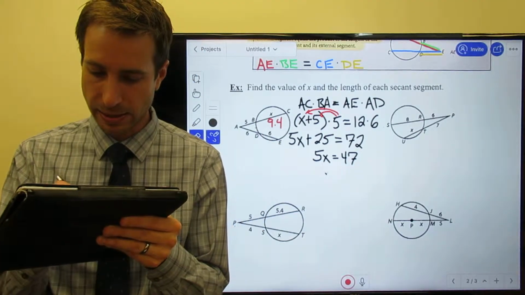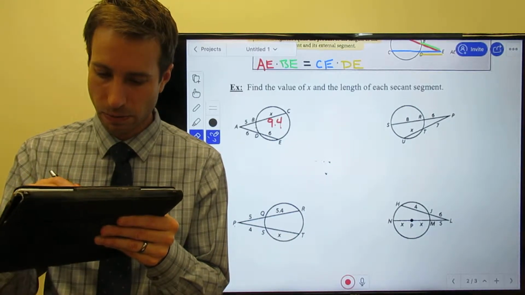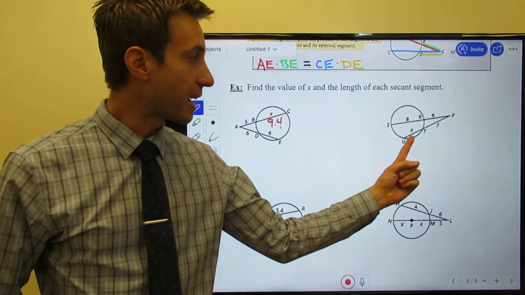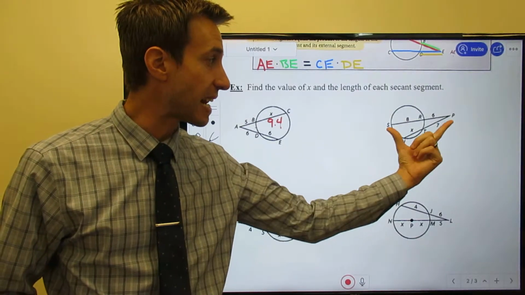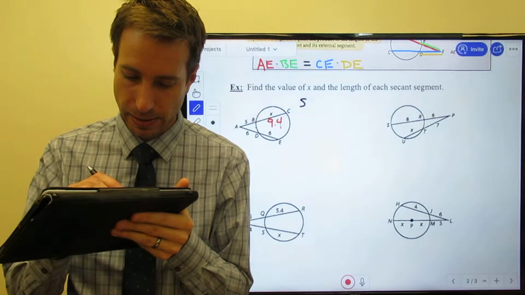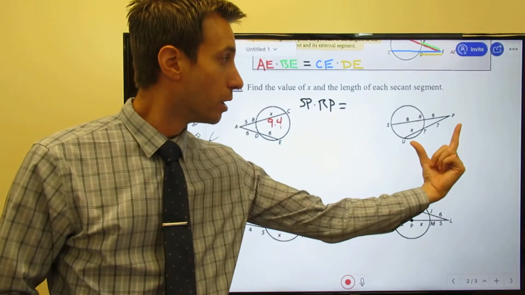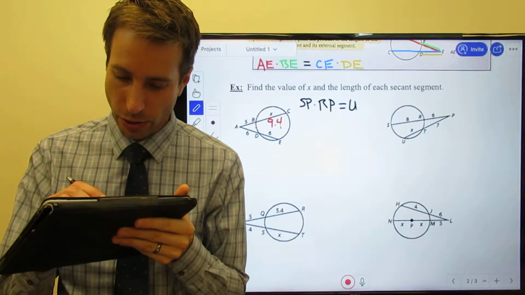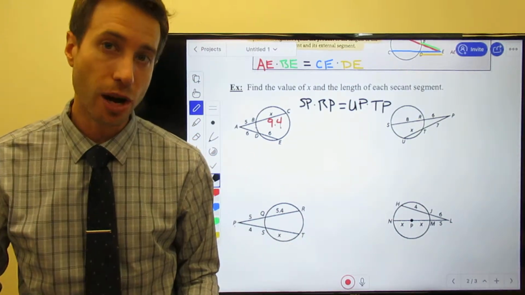Let me erase this, and I'll do the next one right in there as well. Here we go. So here's my next one. They want me to find x. So first thing I'm going to do is set up my geometry. The geometry says that SP times RP has to be equal to UP times TP. All right, that's the geometry.